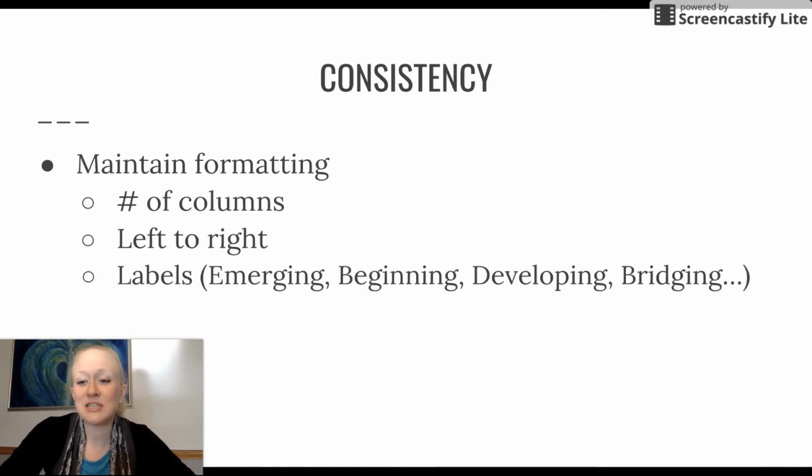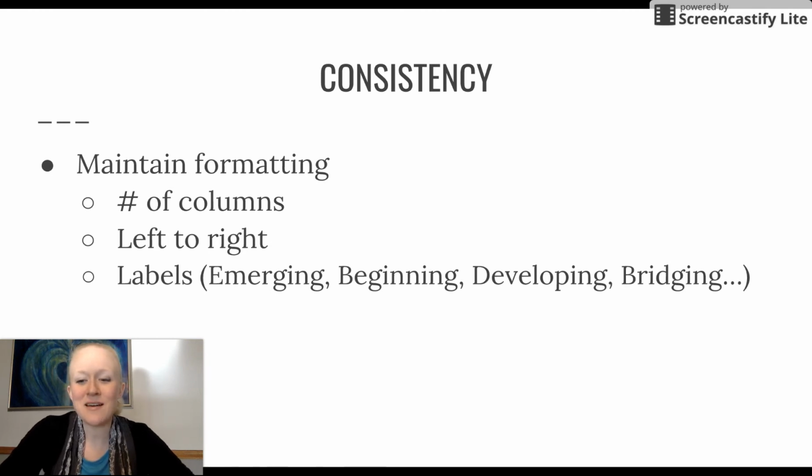Last but not least, it's very important for students that your rubrics maintain consistency. If you are a 1, 2, 3 star person, always make sure to keep with that. If you increase in performance from left to right, maintain that. If you use the same labels over and over again, keep those so students always know where they're looking at the rubric to determine their level of performance and success.